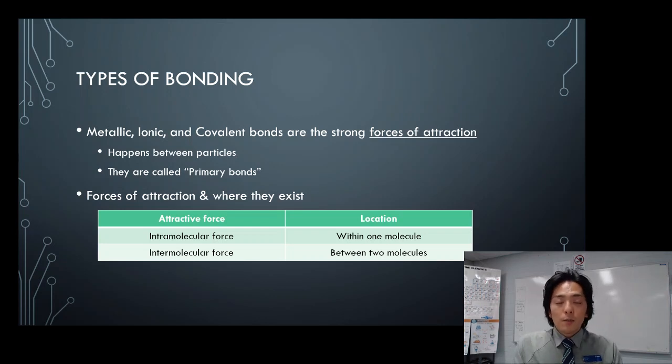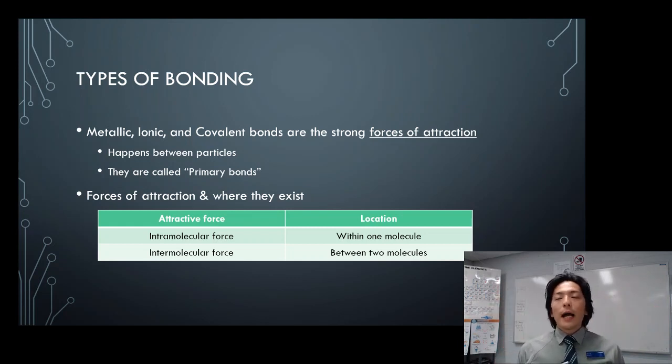So as I said, these 3 types of bonding happen between atoms, and they're called primary bonds because one, they're strong, as well as they happen between atoms to make bigger compounds or molecules, and it's connected to that directly. Forces of attraction, there are 2 types of it. First one is intramolecular force, and it happens within the molecule, and the other one is intermolecular force, which is happening between 2 molecules, or between more than 2 molecules.